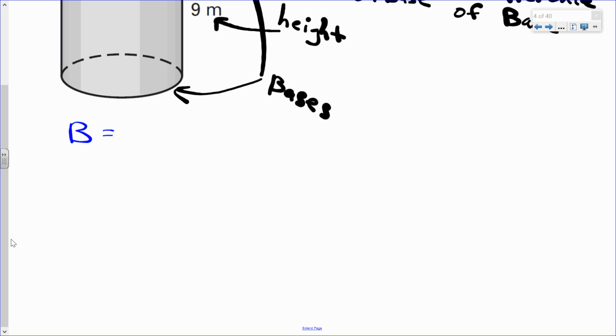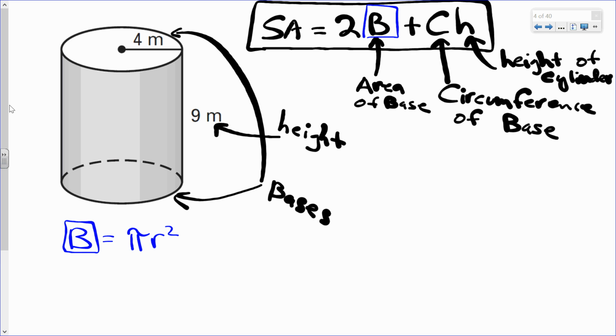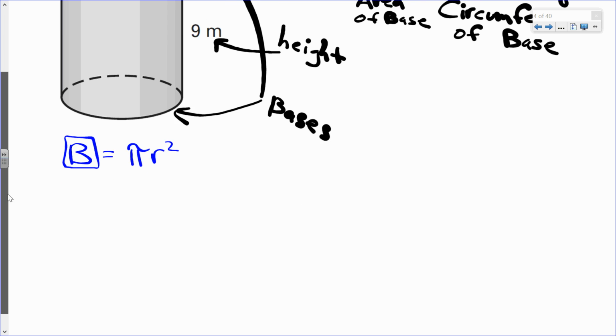So, ladies and gentlemen, I'm not expecting you to memorize all these. All the formulas are in your hand. Wake up, okay? The formula for the area of a circle is right here, pi r squared. Notice I'm putting capital B here because capital B means the area of a base. The area of the circle is pi r squared. You've got 2 bases. They're both circles. Let's find the area of one of them.